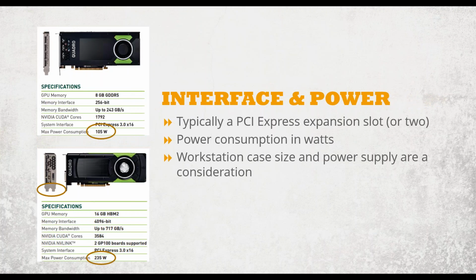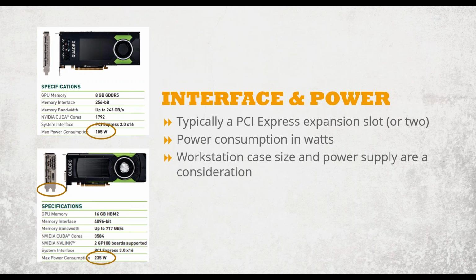Let's look at a couple of other parameters which are worth noting. The interface for the GPU and the power consumption for the GPU. What we can see here is the difference between an NVIDIA Quadro 4000 on the top, and a Quadro 8000 on the bottom. So we can see that the 4000 on the top is going to consume 105 watts of power, and it installs into a single PCI Express slot. Whereas the 8000 on the bottom does require 2 interface slots, if you look there carefully, and it will consume 235 watts of power.